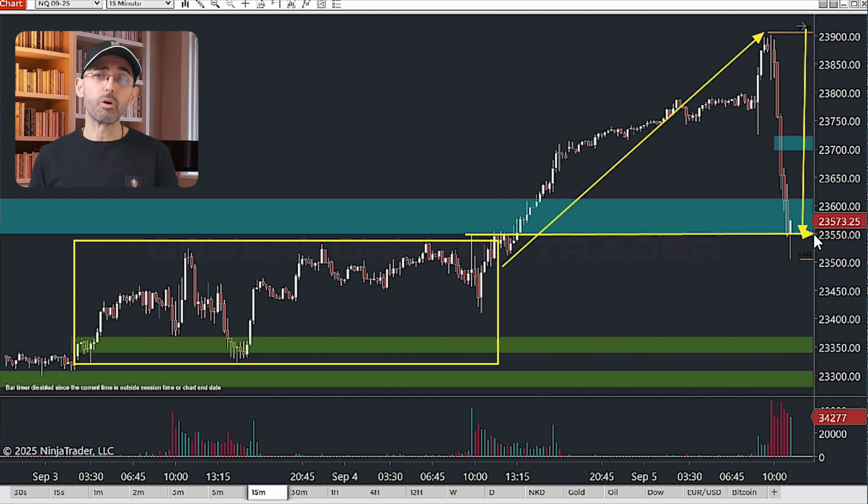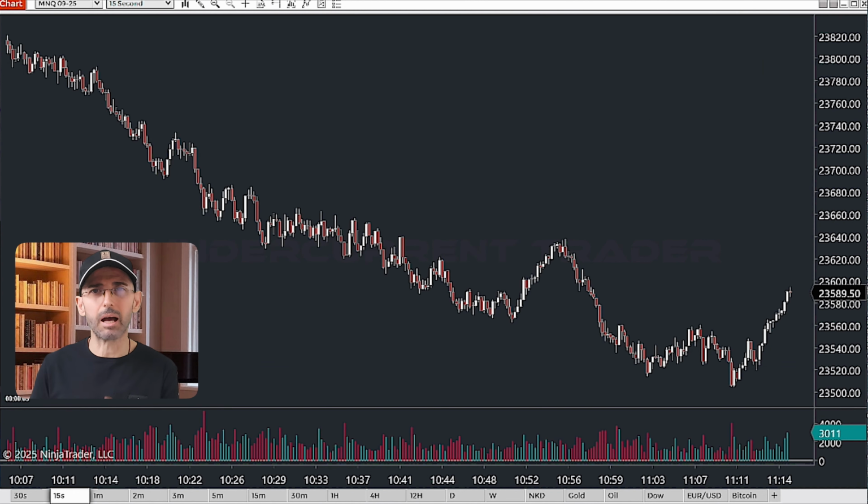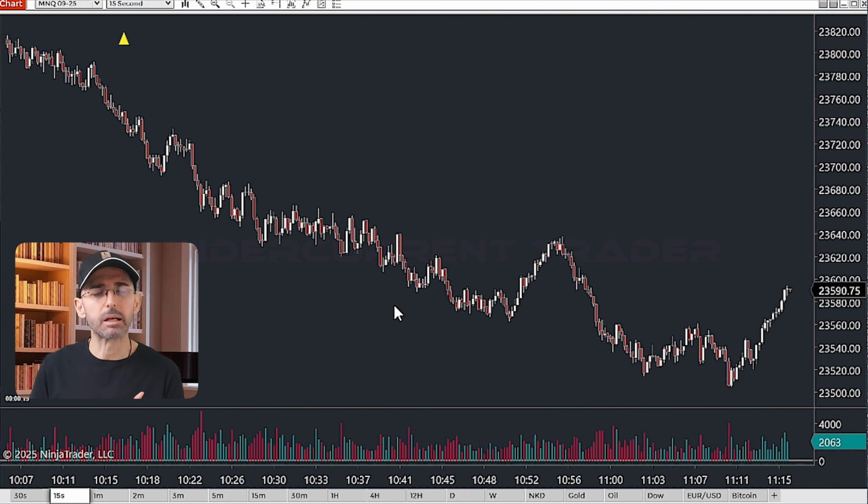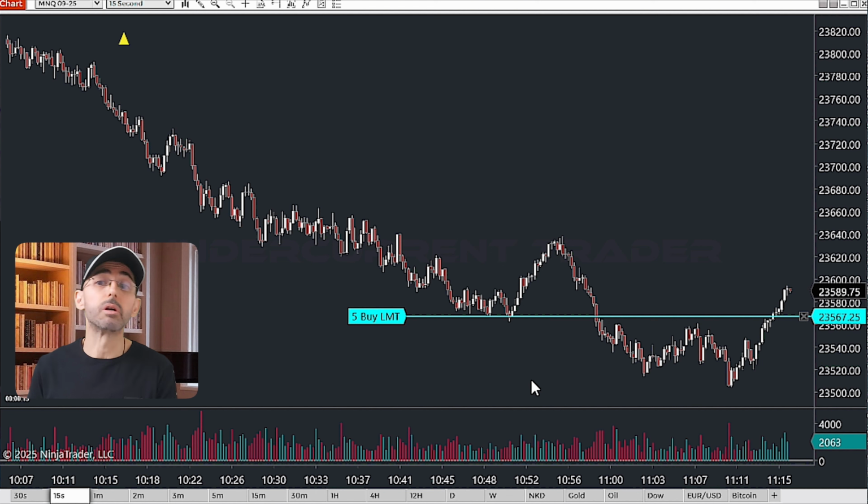zone. Now, once I saw that possible shift in momentum, I started drilling into the lower time frames as I usually do, and eventually settled on the 15-second chart. Now, the 15-second time frame gave me a much clearer view of the internal market structure and helped me at the same time pinpoint where the next opportunity might unfold.